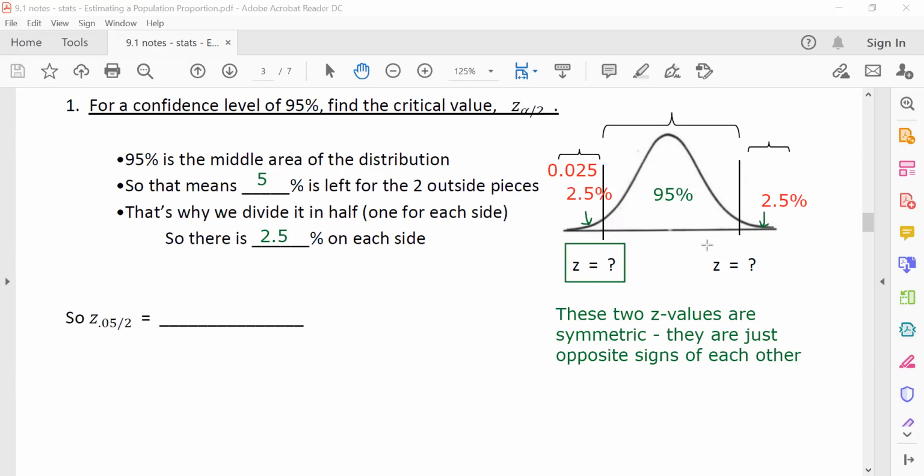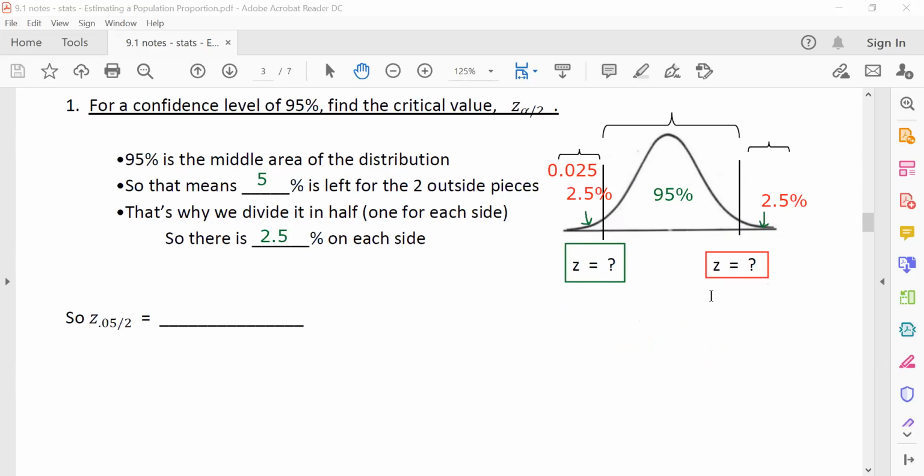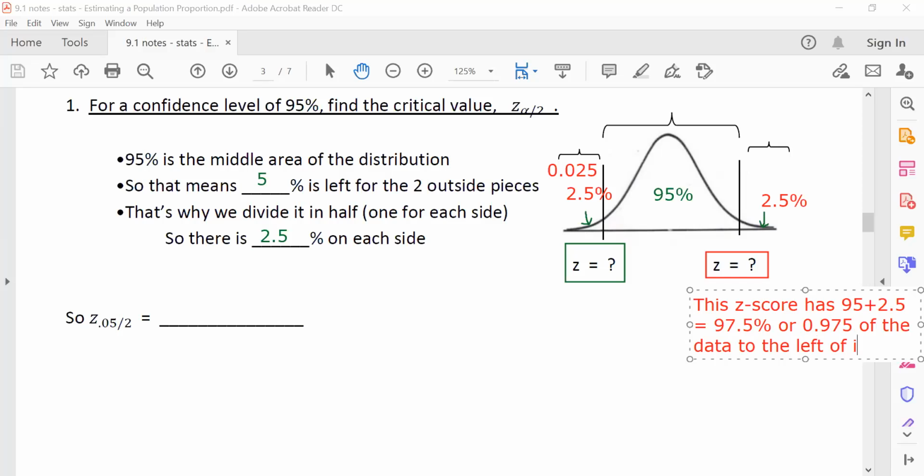Now this z-score over here, well, think about it. If you're starting from here, it's got 95% of the data plus an extra 2.5% of the data if you go all the way down to the left. So it has 95 plus 2.5 equals 97.5%, or 0.975 of the data to the left of it. That's what this z-score will have, and it's exactly the z-score we want.